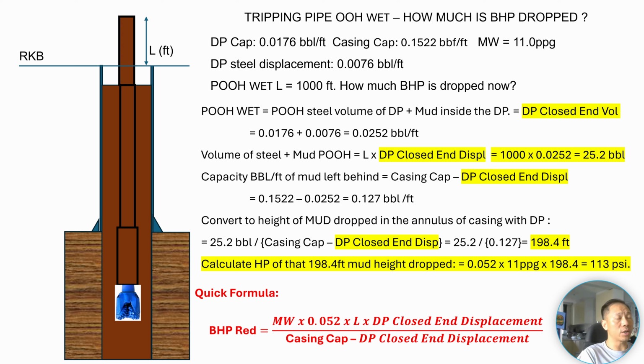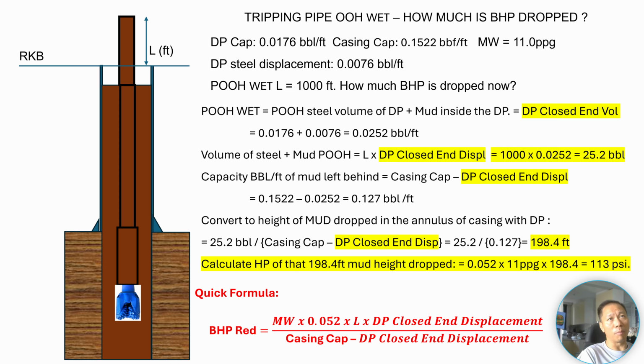So when you trip out wet, you always deal with closed stand displacement of the drill pipe. You already got the displacement, so you work out the volume. That's easy. You take 1000 feet times the displacement, you get 25.2 barrels. Now you need to work out the capacity in barrel per foot of the mud left behind between the casing versus the drill pipe. And remember, because you take the mud out inside the drill pipe, you need to work out using the closed stand displacement. Therefore, you take the casing capacity, which is 0.1522, deduct the closed stand displacement of the drill pipe, which is 0.0252. Then you have 0.127 barrel per foot.